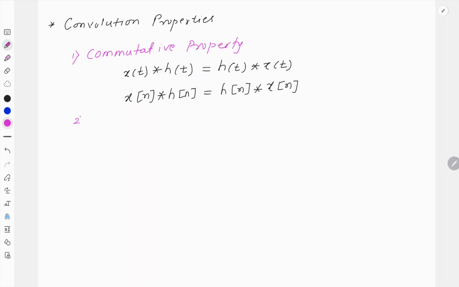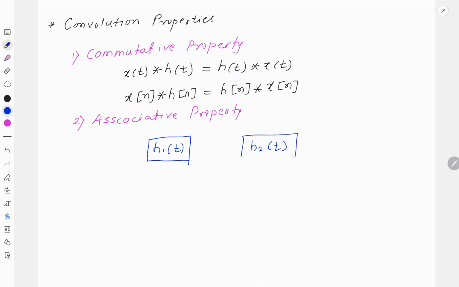The second property of convolution is the associative property. In the case of the associative property, we consider two systems with impulse responses h1 of t and h2 of t. These systems are connected in cascade, that is, in series. Let's say the input applied to the system is x of t, the output is y of t, and the output of the first system is w of t.